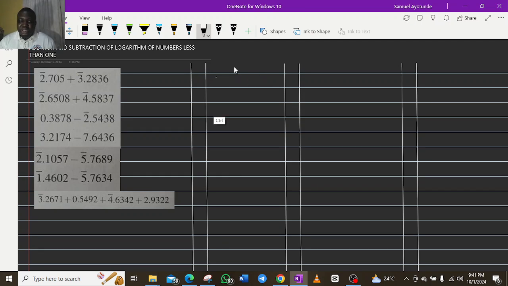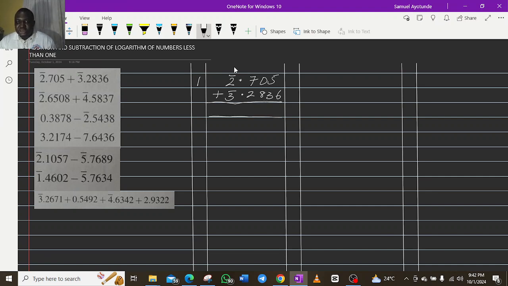So let me repeat this so that I can create space. So we are doing the addition of this figure. Like I said, the points must align. 3 bar 0.2836. So despite the numbers of decimal places after the decimal points being different, this is a 3 decimal place figure, while this is a 4 decimal place figure, we have no issues with the arrangement as far as we make sure the points align. So we are adding this together.